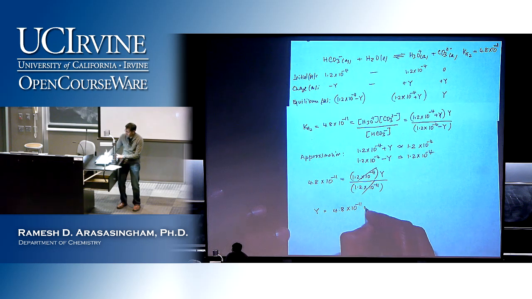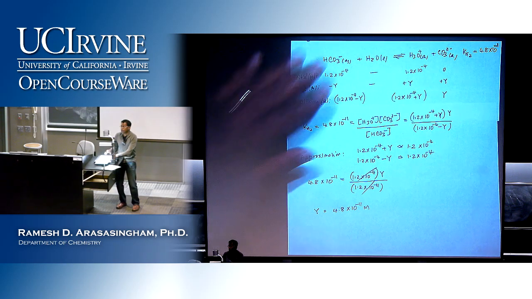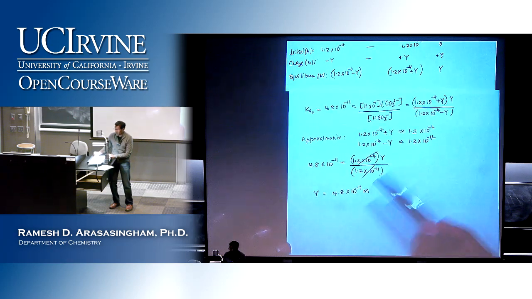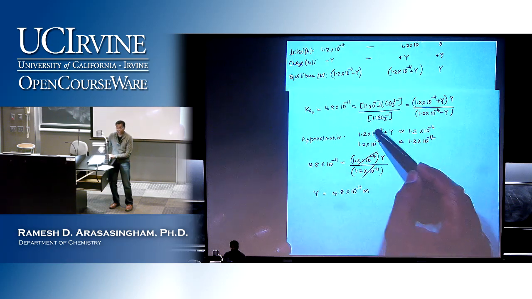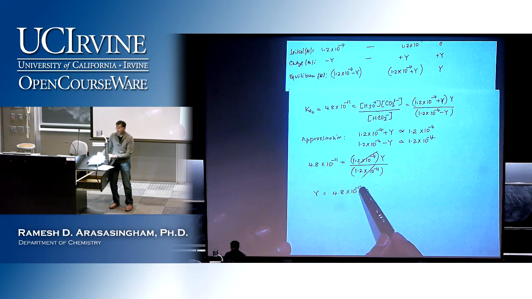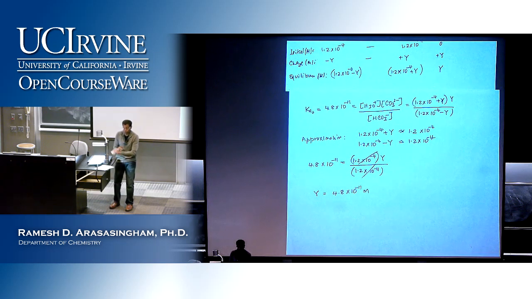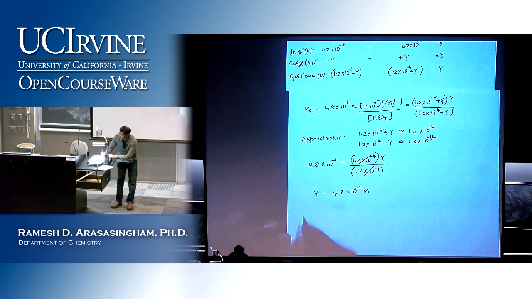molar. All right? And at this point, you should check validity. All right, I'm going to just skip that step, but can you guys check validity at home? You have to check whether Y is really small compared to that. You can see this is 10 to the negative 11. This is 10 to the negative 4. So that number is really small. Okay? And so we can finish up by saying that the CO3 2- concentration would be 4.8 times 10 to the negative 11. All right?